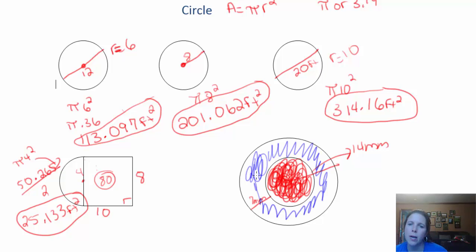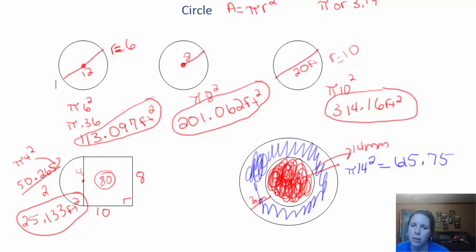Well, to find the blue area, we need the area of the whole thing, and then we need to subtract the little one from the big one. So the area of the big one is going to be 4 pi r squared, so 14 squared pi, which is 615.75, the area of the whole thing. So we want to subtract the area of that whole thing by the area of the middle.